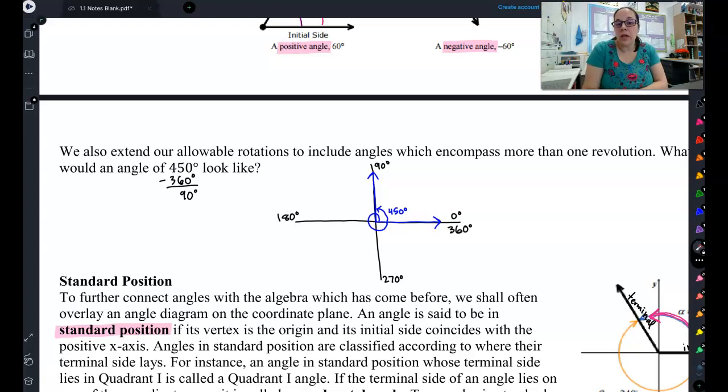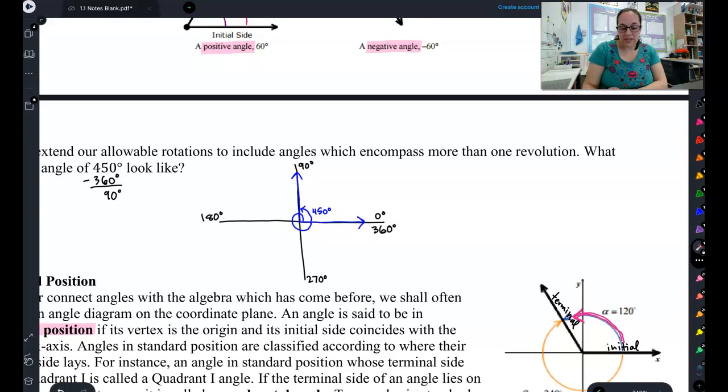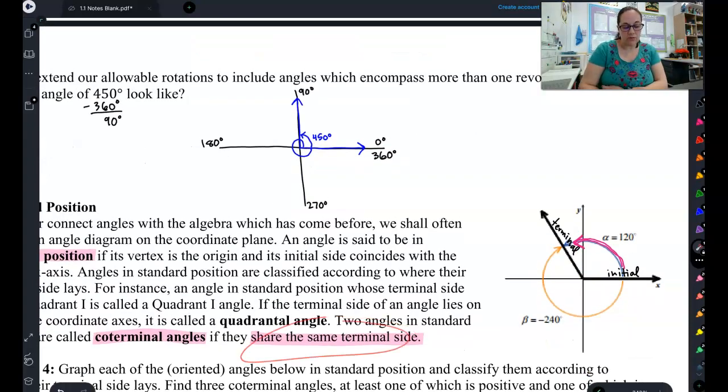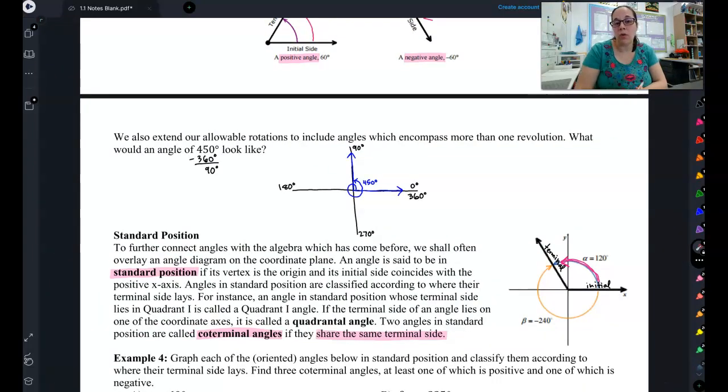And this is another really good example of coterminal angles. In this case, we see that 90 degrees and 450 degrees share the same terminal side. So because they share the same terminal side, we would say 90 and 450 are coterminal. They're basically the same angle measurement. We just went around multiple times. Same thing with the positive 120 and the negative 240. They share the same terminal side, so they're coterminal. So in the next video, we'll explore this idea of coterminal a little bit more and do a couple example problems of it.